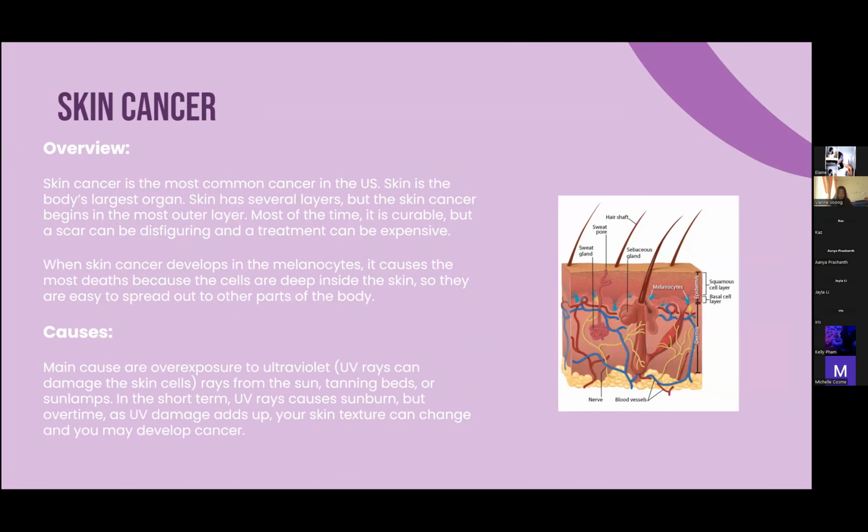All right, skin cancer. Skin cancer is the most common type of cancer in the United States. Skin is the largest organ on your body, as it covers your entire body. Skin has multiple layers, and skin cancer starts out in the outermost layer. Most of the time, skin cancer is curable, but treatments can be expensive and they can leave an everlasting scar.